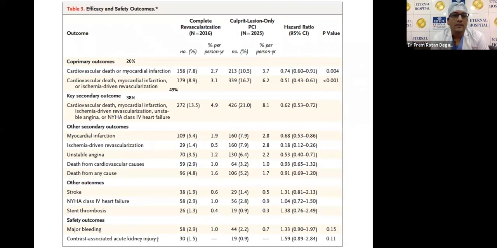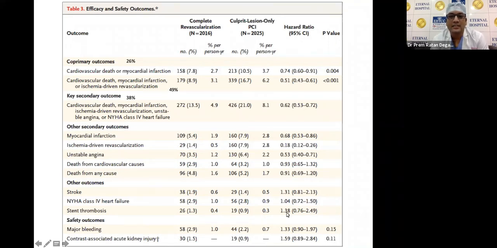The co-primary outcome was cardiovascular death and MI. There was a 26% reduction in comparison to culprit lesion treatment only. And for the key secondary outcome, there was a 38% reduction in the complete revascularization arm versus the culprit lesion only treatment arm. There was also a significant improvement in the secondary outcome, but in the safety outcome, there was no significant difference in major bleeding and contrast-associated acute kidney injury between the two arms.